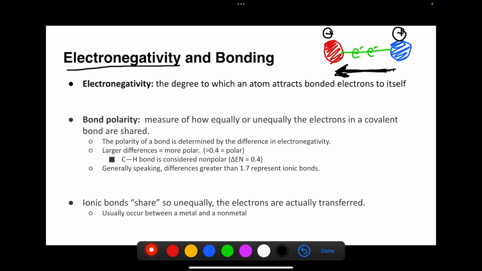This will, again, usually occur between a metal and a nonmetal. In that case, again, we don't talk about partial charge. We talk about actual charged ions, a positive ion being attracted to a negative ion.